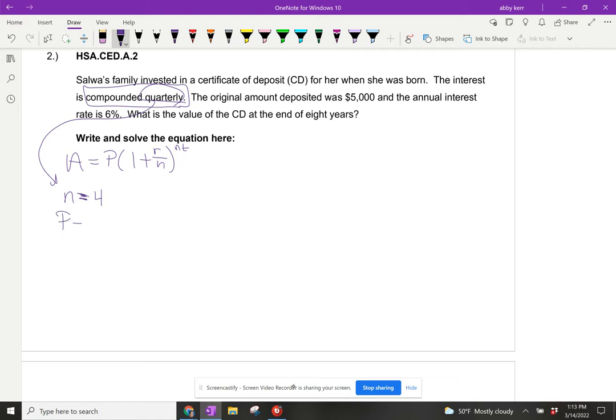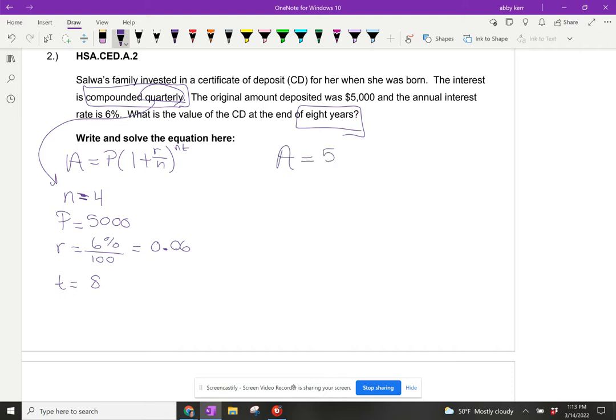In this case, our capital P was 5,000 because that's how much she deposited. And then our R is 6%, but we have to change it by dividing by 100. So it's 0.06. And then it says at the end of 8 years, so that's our time, which is 8. Now for this, it's just a lot of plugging in the information.